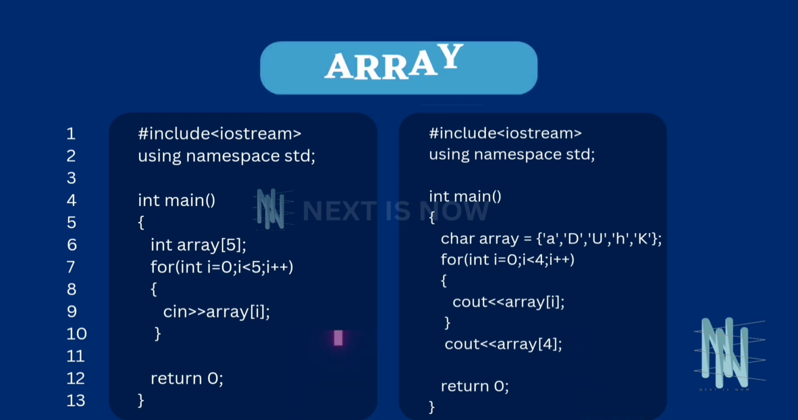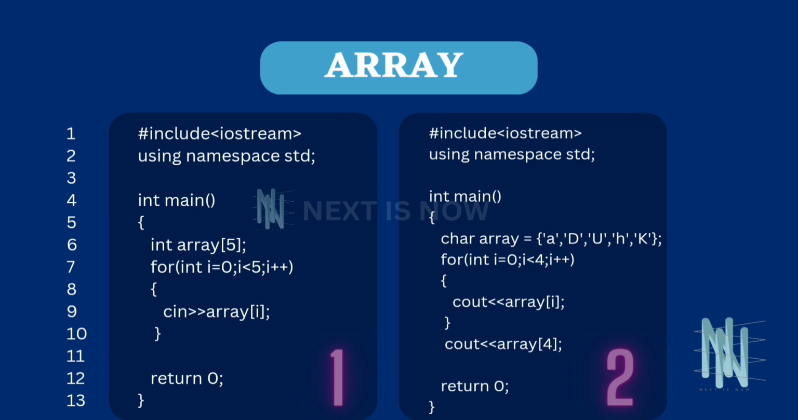Then in the second block you can see we had defined the array in the sixth line, but we had put the values while defining it only. Okay, and then in the for loop we had provided the output of the array the same way we had taken input. And in the 10th line we can provide output like that also by index in the array.